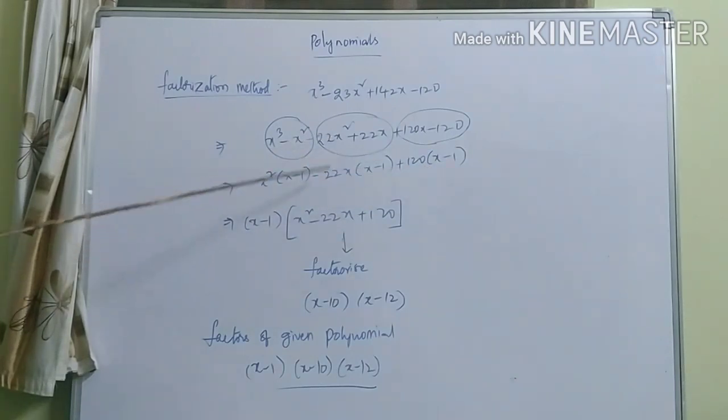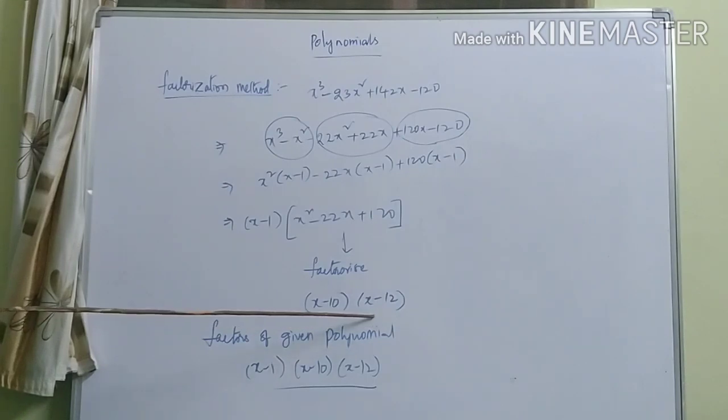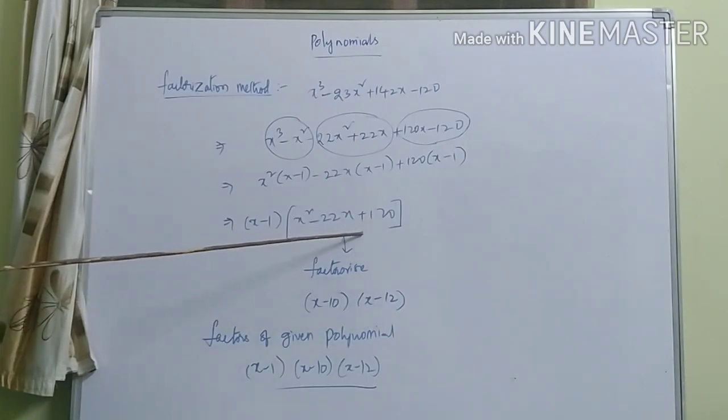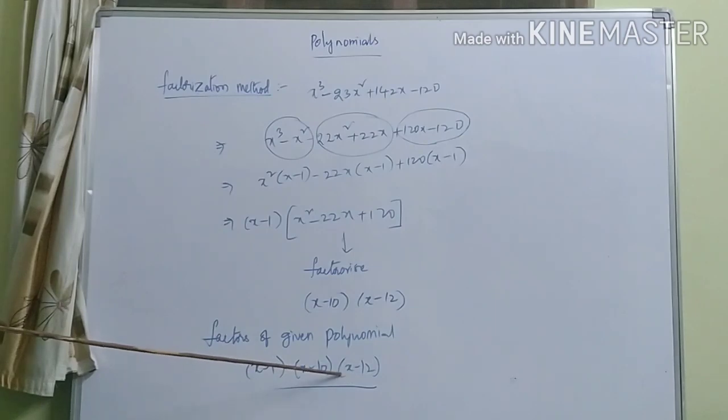In this, the entire term x minus 1 is common, so the remaining is x square minus 22x plus 120. So this is a quadratic polynomial. Factorize this polynomial, you can get x minus 10 and x minus 12 as the results. x minus 1, x minus 10 and x minus 12 are the factors of the given polynomial.